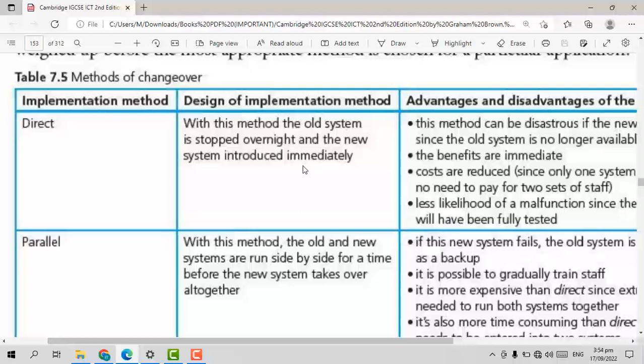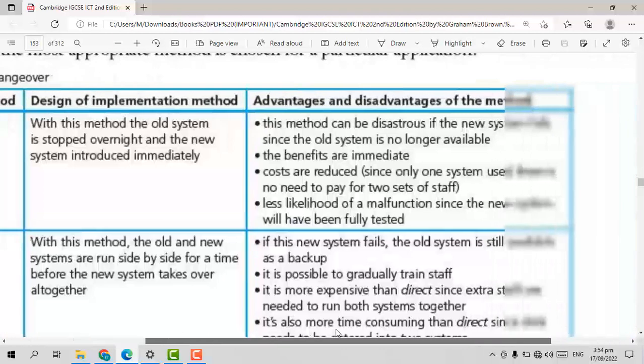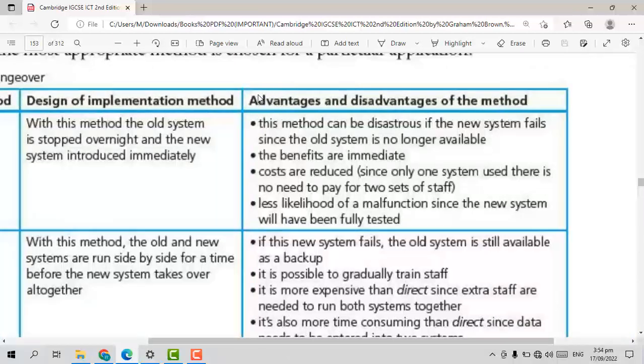Now, I'm going to give you the software and you start tomorrow. You stop using the old system and start using the new system overnight. Full stop. We're not going to change everything gradually. We're not going to wait for anything. We're just going to change it right away. Now let's read about the advantages and disadvantages of this method.